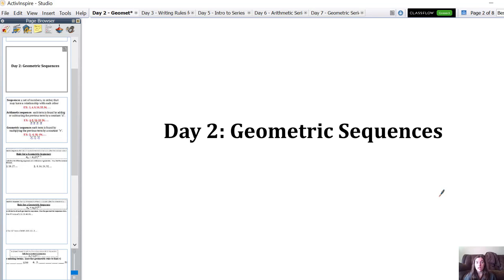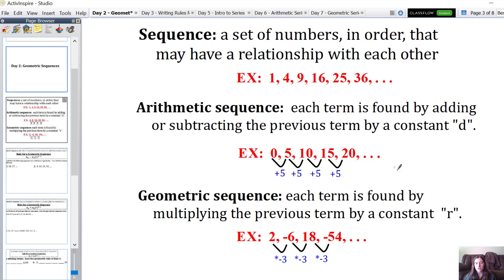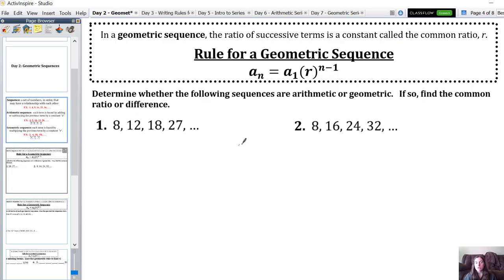Now that we've gone over arithmetic sequences, we can go over geometric sequences. As a refresher, for a geometric sequence, each term is found by multiplying the previous term by some constant that we can call r. So here's our rule for a geometric sequence. a sub n is equal to a sub 1 times r, that product, to the power of n minus 1.